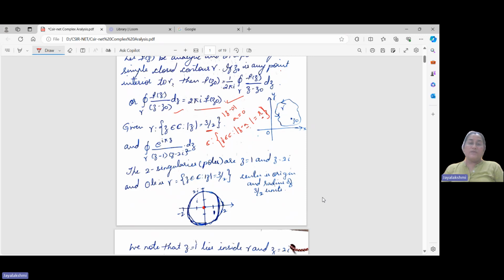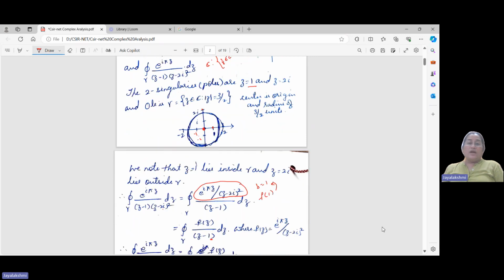This is minus 1. This is i. This is minus i. This is minus 2. And this is 2. Here somewhere, outside, is 2i. And here somewhere is minus 2i. Now we try to see where z equals 1 and z equals 2i lie with respect to the circle. It is easily seen that z equals 1 is here, inside the circle, and the other one, z equals 2i, is outside the circle. You can see that this point is outside the circle.